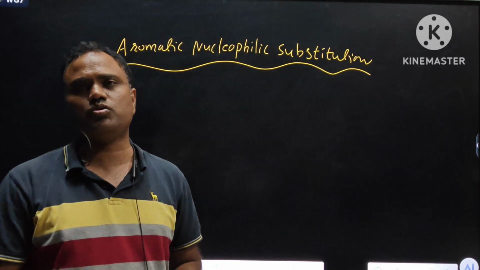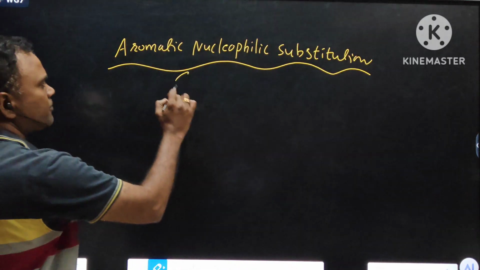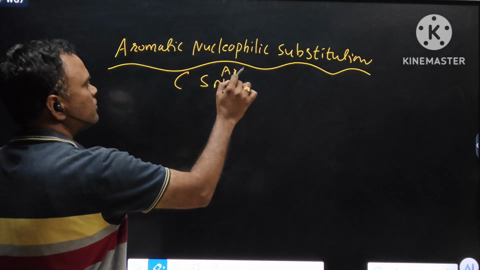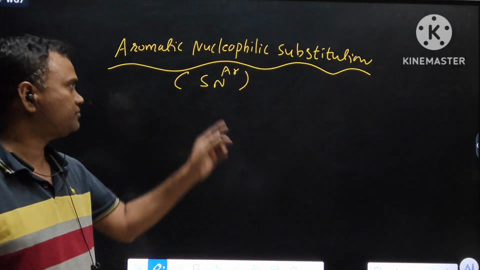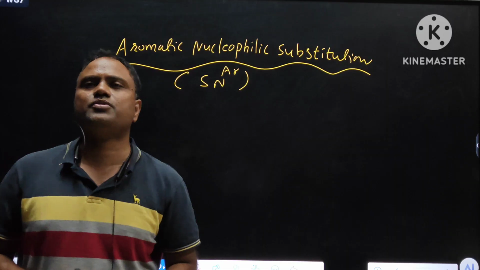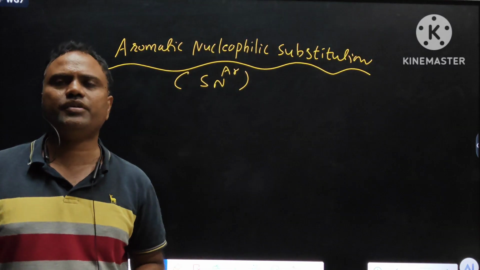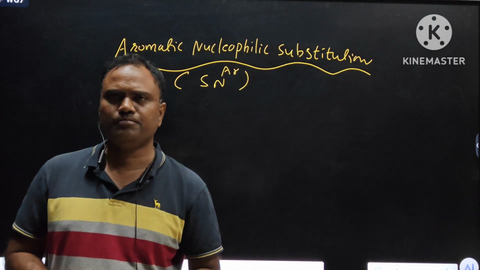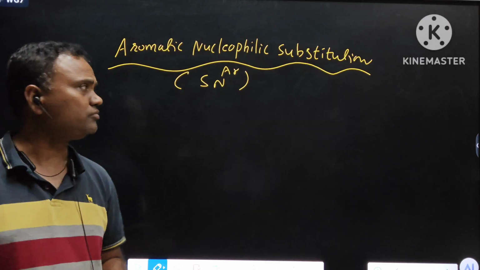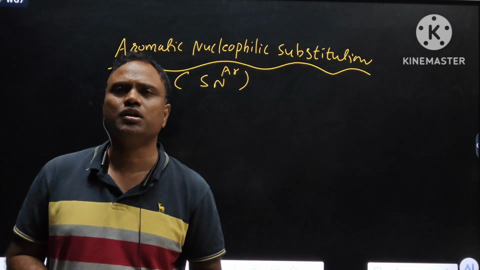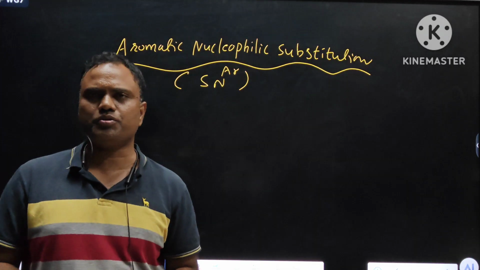SN1 is completed, SN2 is completed. SNAR. What is its abbreviation? Abbreviated as SNAR. Aromatic nucleophilic substitution. Aromatic nucleophilic substitution is a substitution reaction that takes place on the benzene ring. Benzene is aromatic. Before that, we have seen substitution reactions in normal, non-aromatic compounds, okay, haloalkanes. But here we see the substitution reaction on the benzene. Benzene is aromatic, that's why the name is aromatic nucleophilic substitution reaction.